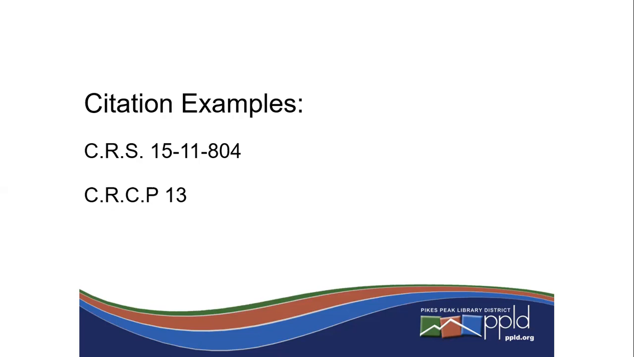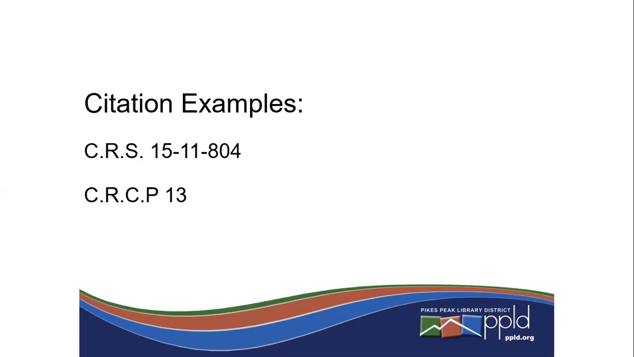The second citation there is for a court rule. This one is pointing us to CRCP Rule 13. That abbreviation is for Colorado Rules of Civil Procedure, Rule number 13. Please note that the court rules have a number of different abbreviations for the different sections of court rules, which we'll see when we get into the website.